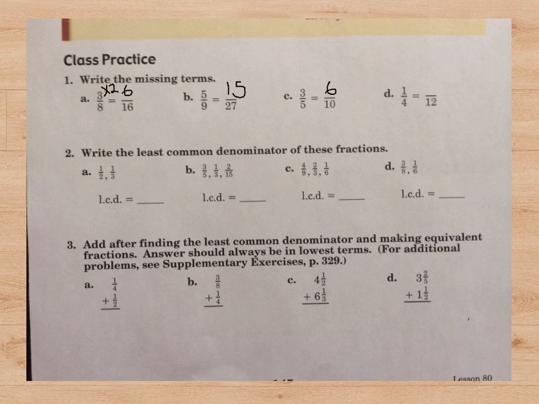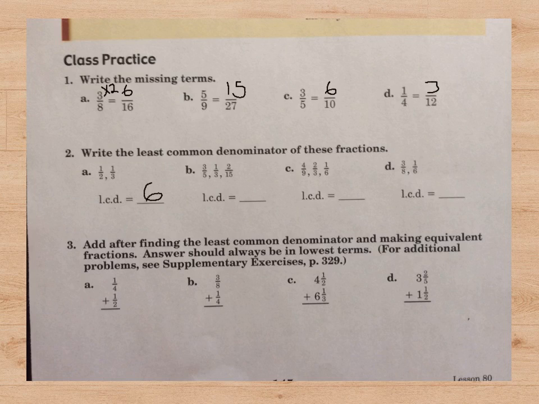D. 4 times what is 12? 4 times 3 is 12. So times 3, let's do 1 times 3, and that gives us 3. Okay, number 2, it says write the least common denominator of these fractions. So we're looking at the denominators, 2 and 3. What's the lowest number that 2 and 3 both go into? 2 and 3 both go into 6.